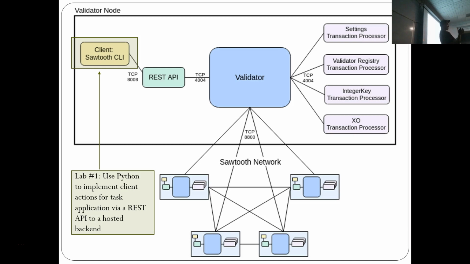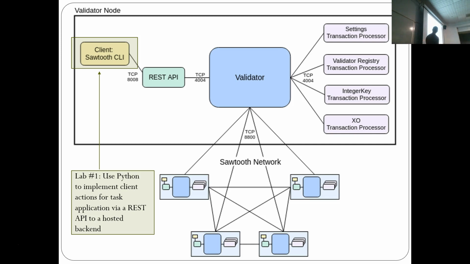And so what is the abstraction that's being provided? How can we provide a nice wrapper so that someone who's just a developer doesn't have to worry about the details of the backend processing infrastructure? So that's the first lab.